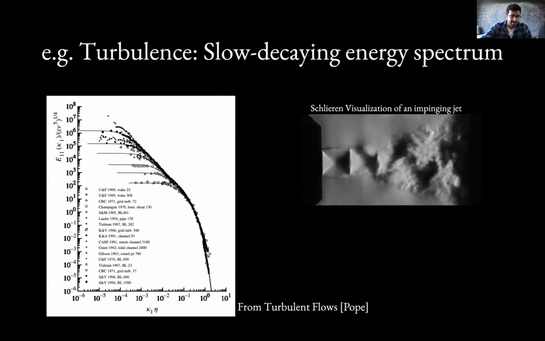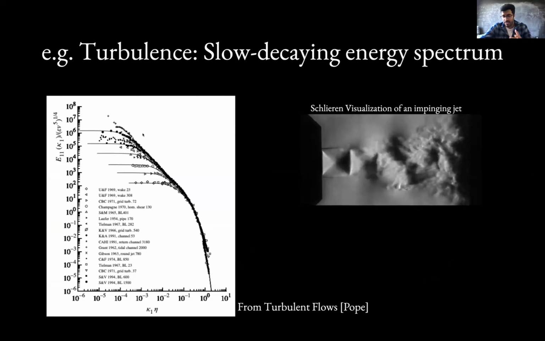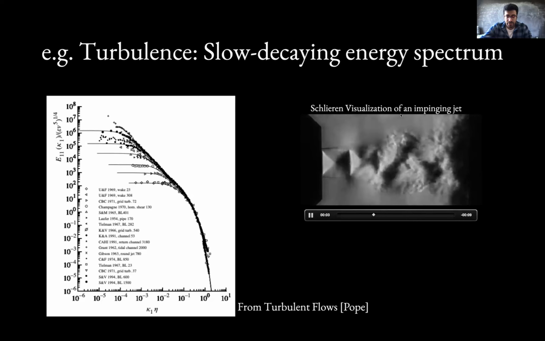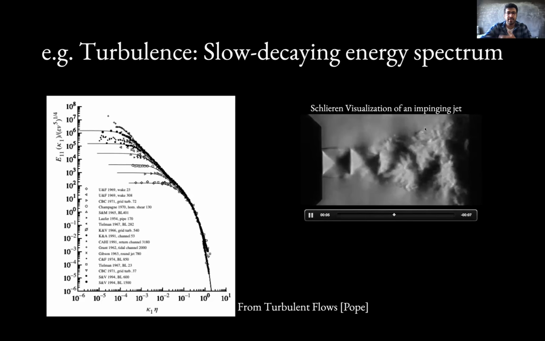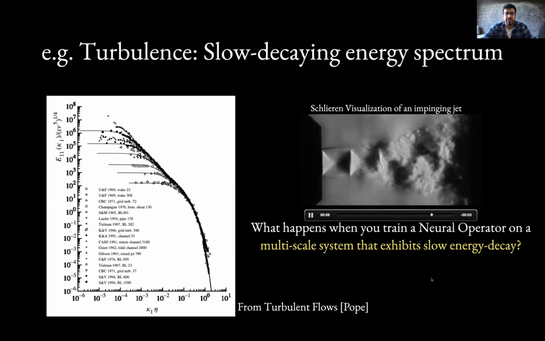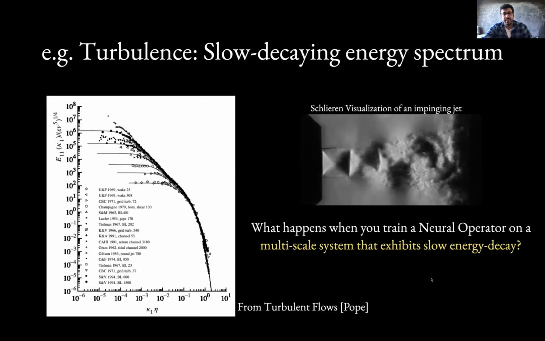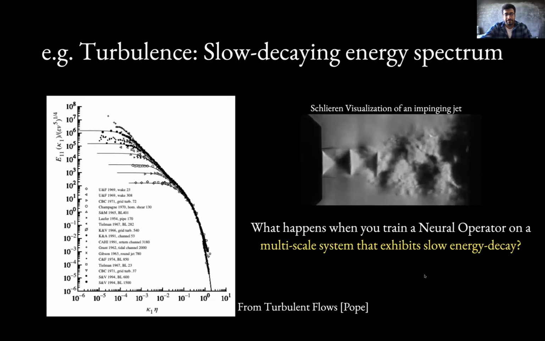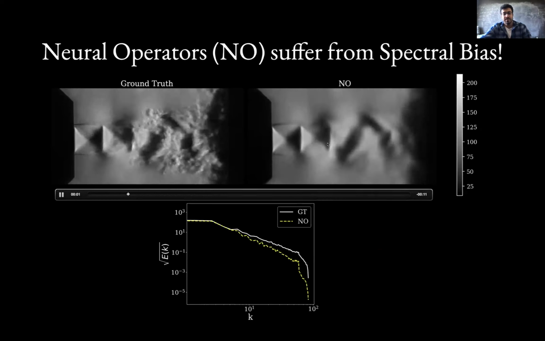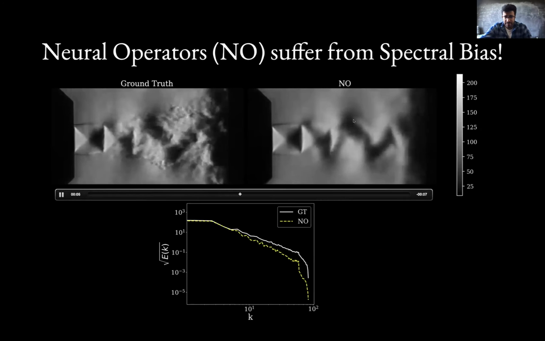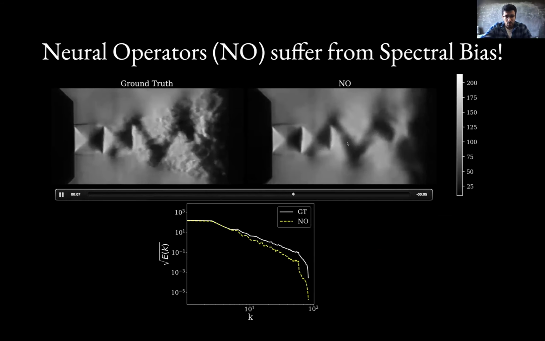On the left, you see the energy spectrum that decays, and the screenshot is taken from Turbulent Flows by Pope. And here is a visualization of Schlieren images of an impinging jet. So what exactly happens when you try to train a neural operator on a multi-scale system like the impinging jet that exhibits slow energy decay? This is what happens. On the left, you see the ground truth, and on the right, you see the neural operator's prediction. So you see it is greatly over-smoothed.